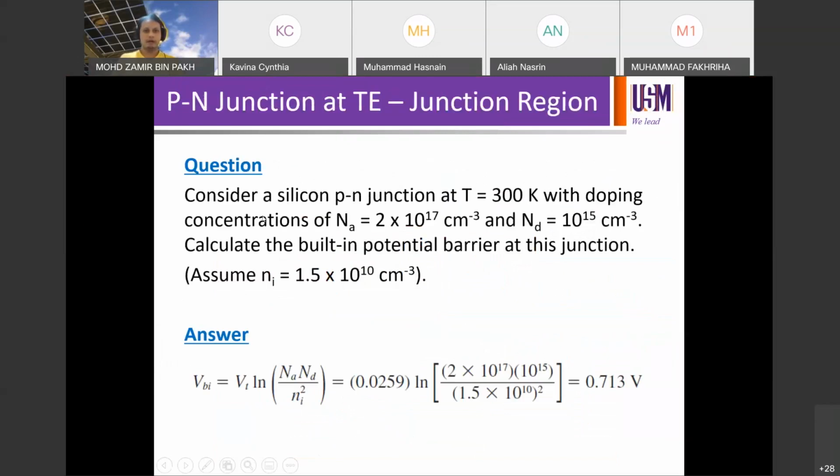So you can try this out. The VBI calculation, we discussed, is V_T ln(N_A N_D over n_i squared). It's very straightforward here. You can see the temperature is given, N_A is given, N_D is given. For n_i, you can use 1.5 times 10 to the 10, then you can get your VBI, the built-in potential, from the calculation.